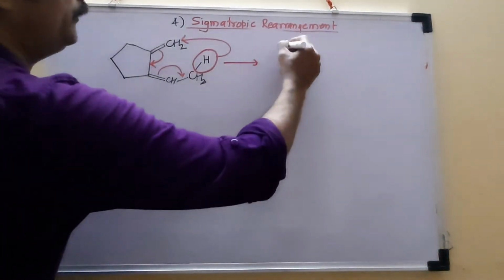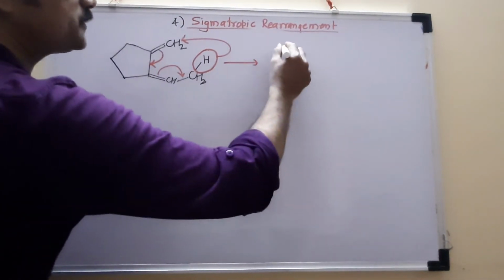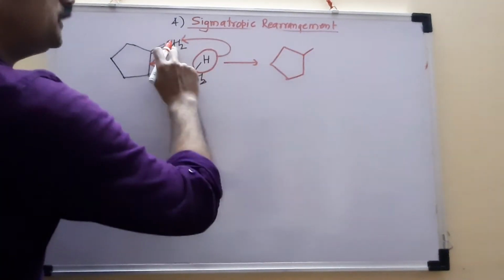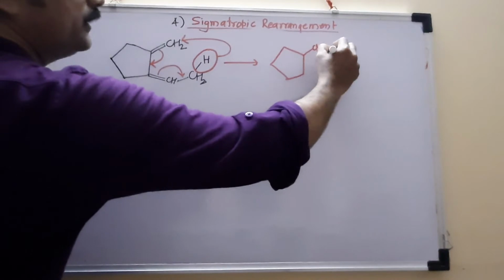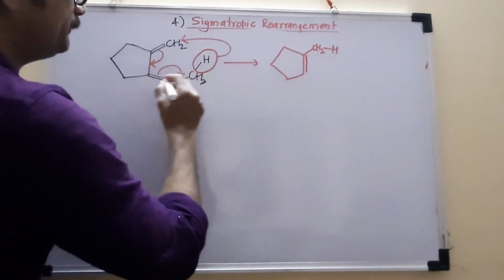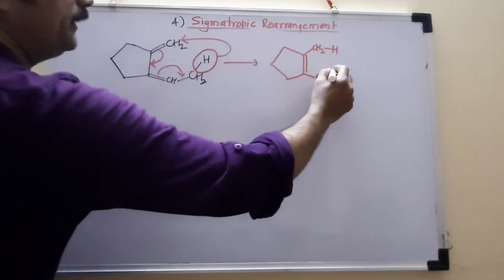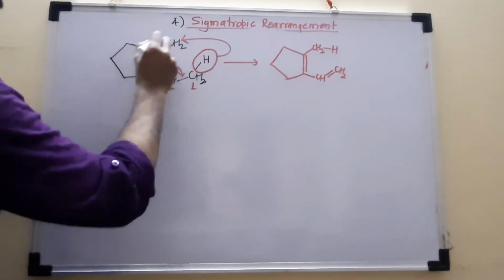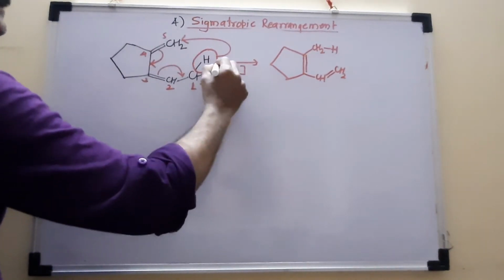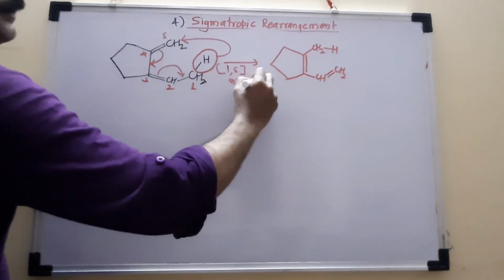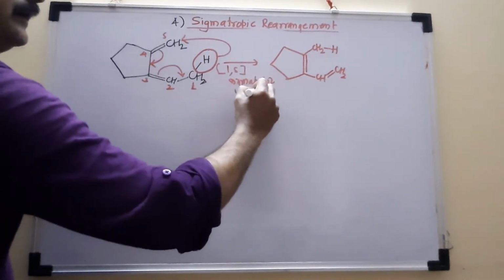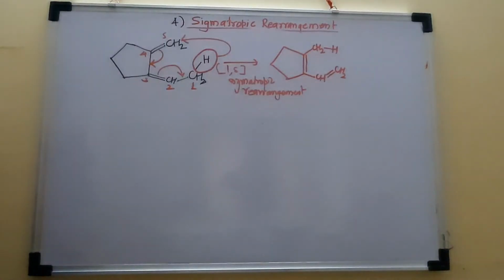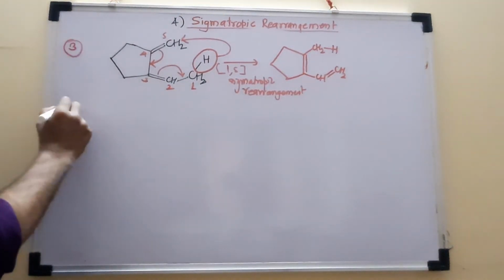If I do that, every time you need not draw the cyclic transition state, since you are interested in the final product. So what is here? This CH2 joins this hydrogen. I show here, this bond is moved here, and this CH, and again this bond is moving here. If you consider this is 1, 2, 3, 4 and 5, this is a 1,5 sigma-tropic rearrangement. In fact, this is our third example.